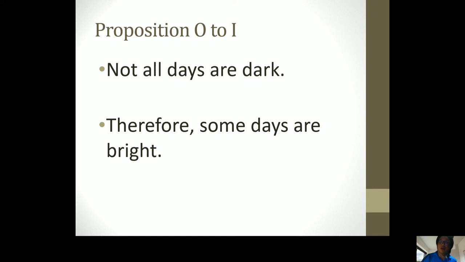Next is proposition O to I, particular negative to particular affirmative. Not all days are dark. Okay, this one is particular. So we're going to change that. You will say, therefore, some days are bright. Okay.